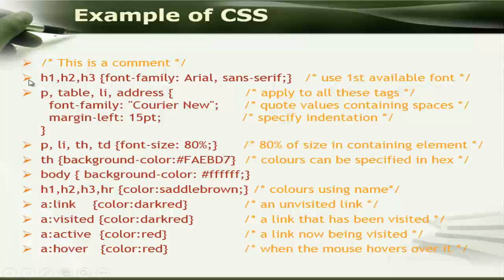The next one is we have so many elements here. All of them, if you notice, are not related to each other. We have a paragraph, we have a table, we have a list item, address, and so on and so forth. They are not related to each other. Still, they can be grouped together, and you can apply more than one rule. That is also allowed. So, for a group, you can apply many rules.